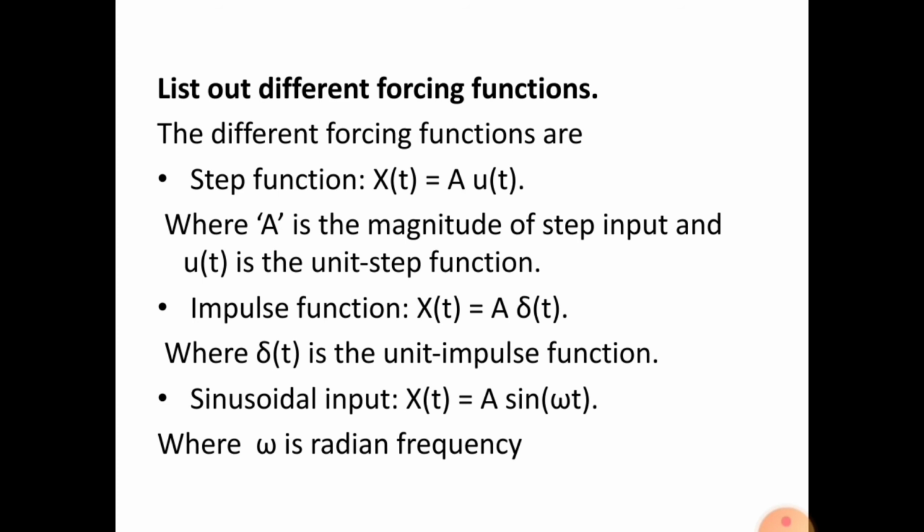List out different forcing functions. The input function or the cause can be classified into step function, impulse function, sinusoidal function, and one more is the ramp function. For the step function, the input x of t equals a into u of t. The response, we need not show here. Then impulse function, x of t equals a into delta of t. Sinusoidal input, x of t equals a sin omega t. So these are the three important input functions which we use in a first order system.